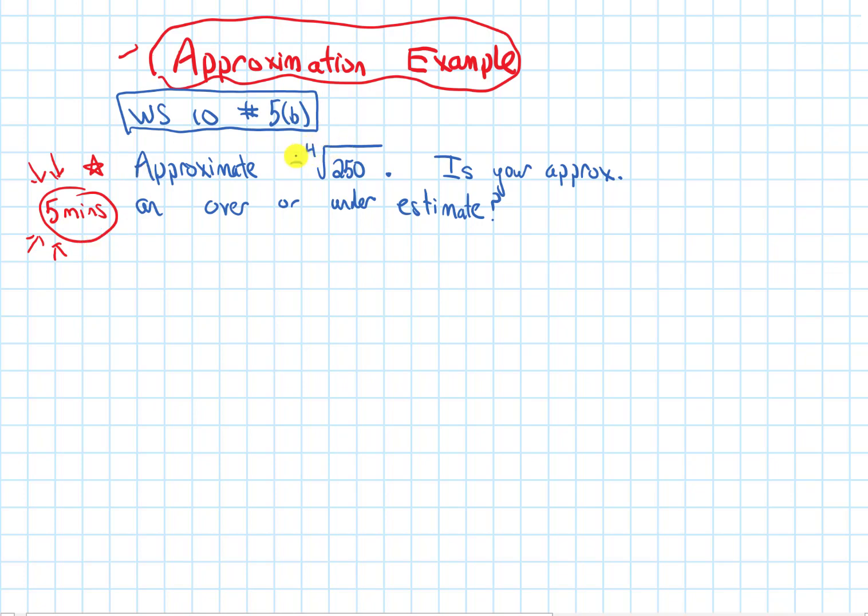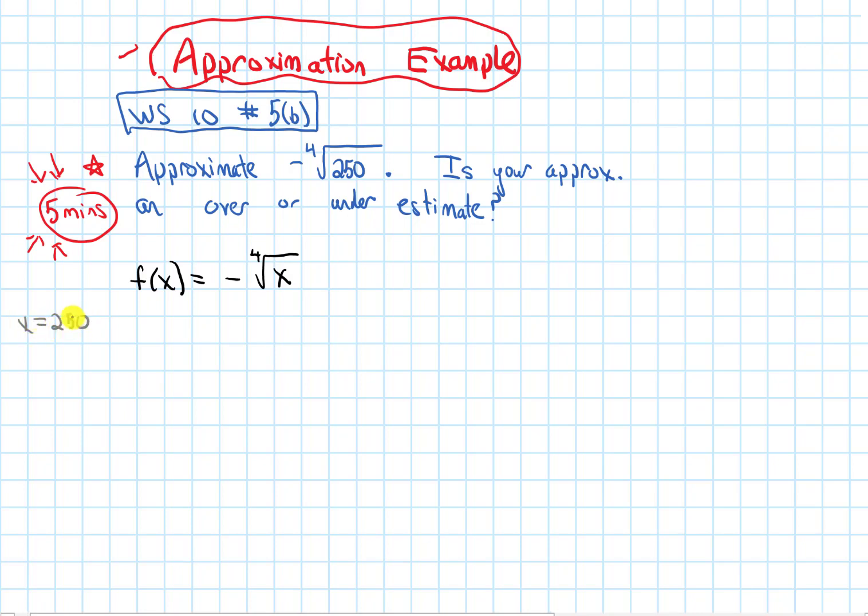So when we want to approximate something like this, the idea is we want to use linear approximation. I first want to identify a function that's underlying here that I could be plugging something into to get this. And that function, based off of this structure, seems to be negative fourth root of x. And the x value that I'm plugging into this is 250.